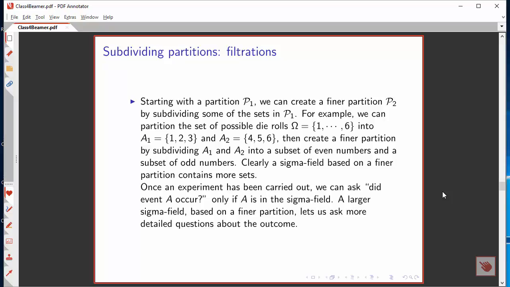Now we carry out an experiment and we ask, did event A occur? We're allowed to ask that question only if A is in the sigma field. If we have a larger sigma field, which is based on a finer partition, that means we can ask more detailed questions about the outcome.